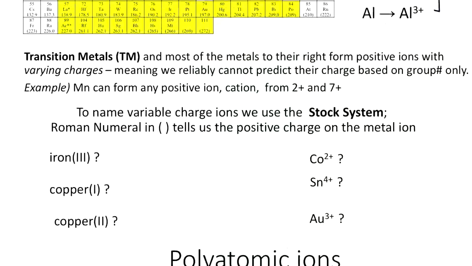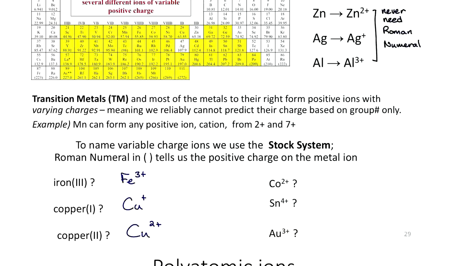If we go through these, iron 3 refers to an iron 3+ cation. Copper 1 refers to a copper +1 cation. Copper 2 is different, it's copper 2+. But the hard part is going the other way. So recognize cobalt 2+ here. Yes, cobalt has a 2+, but it is an element in the middle of our periodic table, so we have to use the stock system to tell the reader exactly what we're talking about. This is cobalt 2. We can't just say cobalt when writing the name.